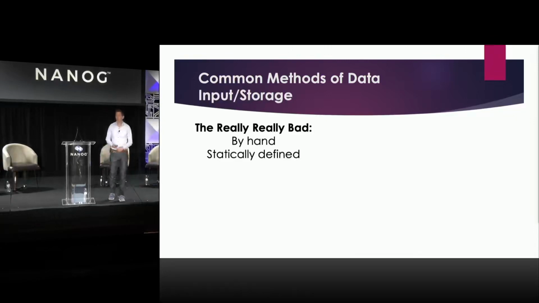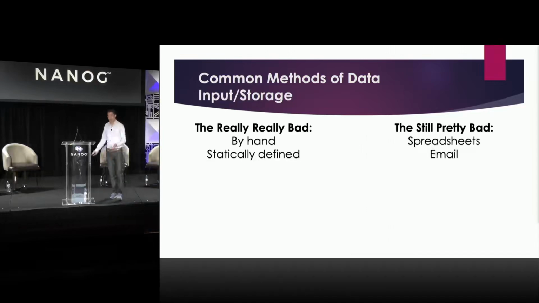Statically defining it in code is also really, really bad. That doesn't scale, and you can't change it easily. Still not so great is using spreadsheets, things like Google Docs or what have you. We did this also. This was a step better than doing it by hand, but still error prone and still not particularly scalable.